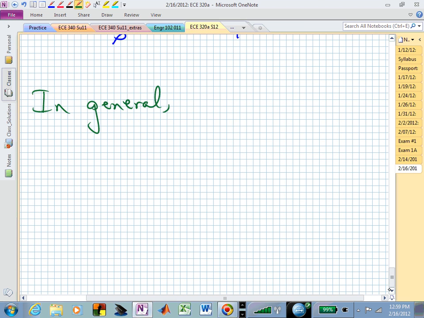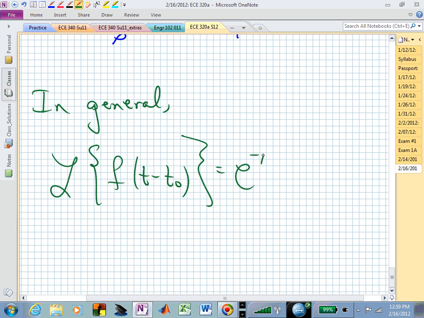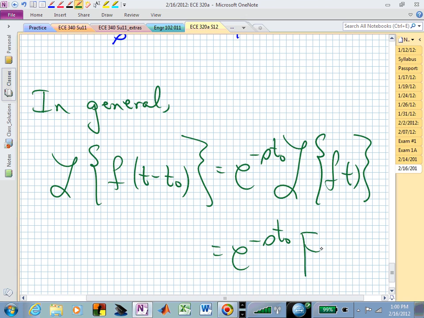If you know the Laplace transform of little f of t, then you can conclude that you know the Laplace transform of a delayed version of little f of t. It's just going to be e to the minus s t naught times the Laplace transform of f of t, which we've been calling capital F of s. And that's a Laplace transform theorem that you will be able to apply if you need it.